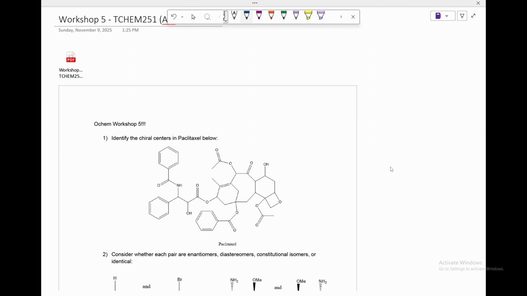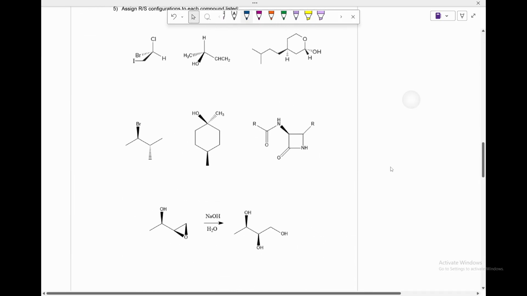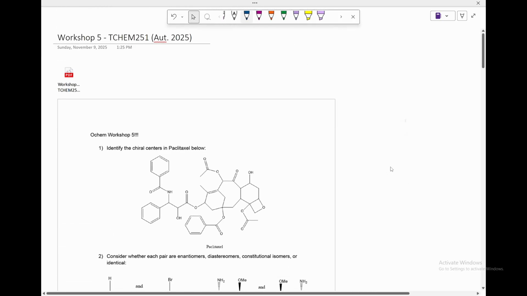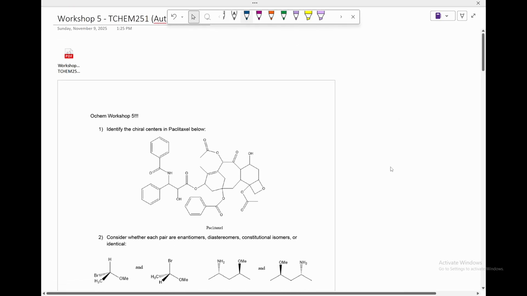All right, so this is a walkthrough for the fifth practice worksheet for Organic Chemistry 1 in autumn 2025. This is going to cover mostly stereoisomerism, or well, everything related to stereoisomerism. So let's get started with chiral centers. What exactly is a chiral center?